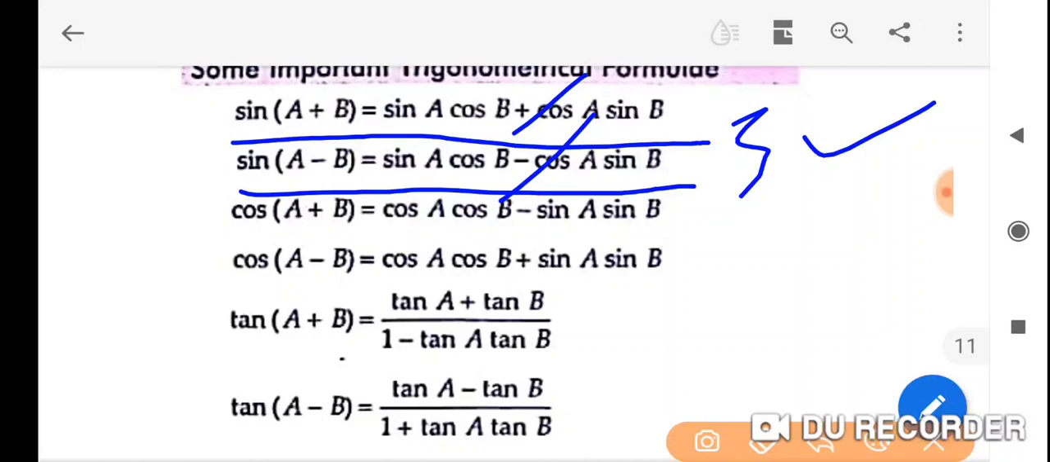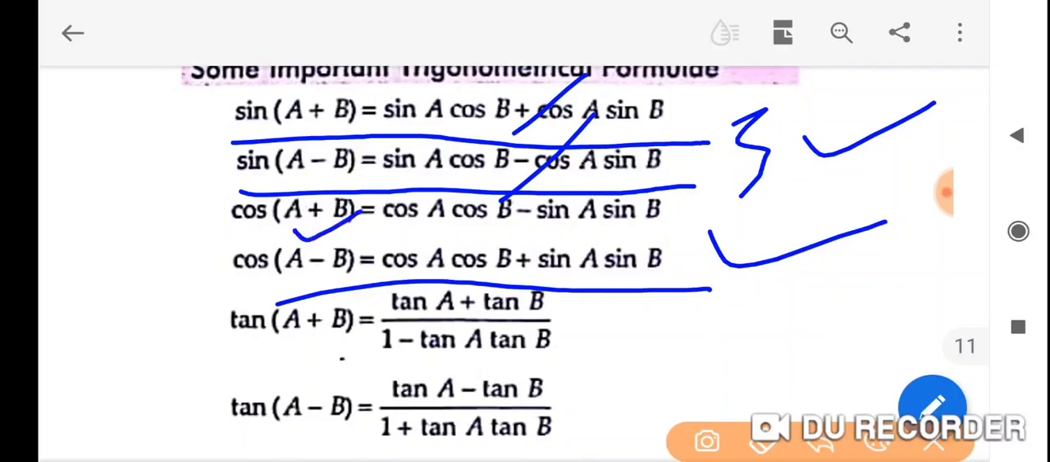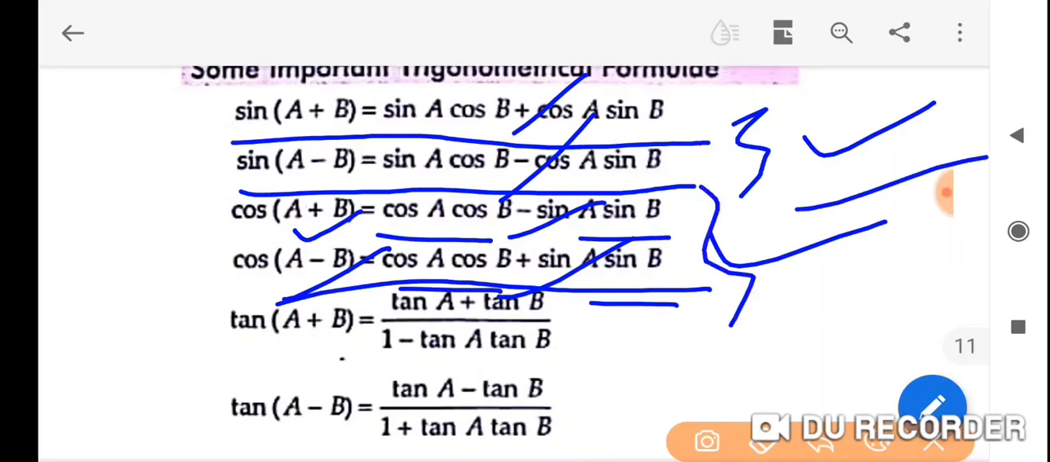Next one is cos (A plus B) equals cos A cos B minus sin A sin B, and cos (A minus B) equals cos A cos B plus sin A sin B. Here you should notice that whenever there is plus on the left, there is minus on the right, and for minus there is plus. And you have to remember cos cos sin sin, cos cos sin sin. In this way you can remember these identities.